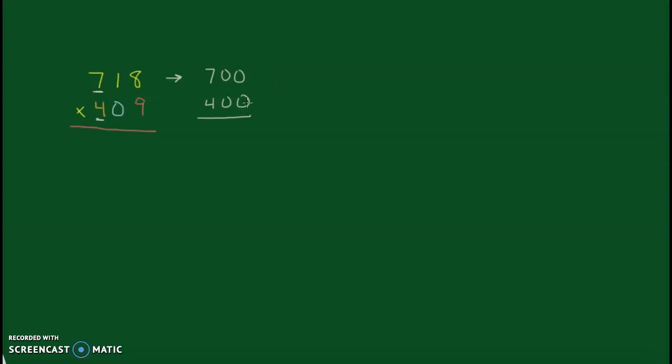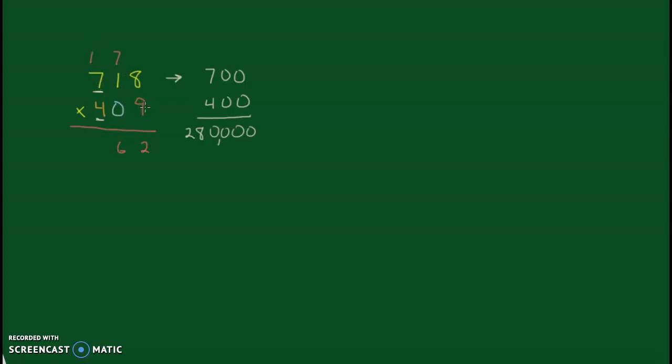Then if we multiply those together, we have 4 zeros. And then 7 times 4 is 28. So 280,000 is our estimate. Now let's get to the actual answer. And we're going to start with the ones place again. Start from the top. We're going to work from right to left. 8 times 9 is 72. 1 times 9 is 9, plus 7 is 16.